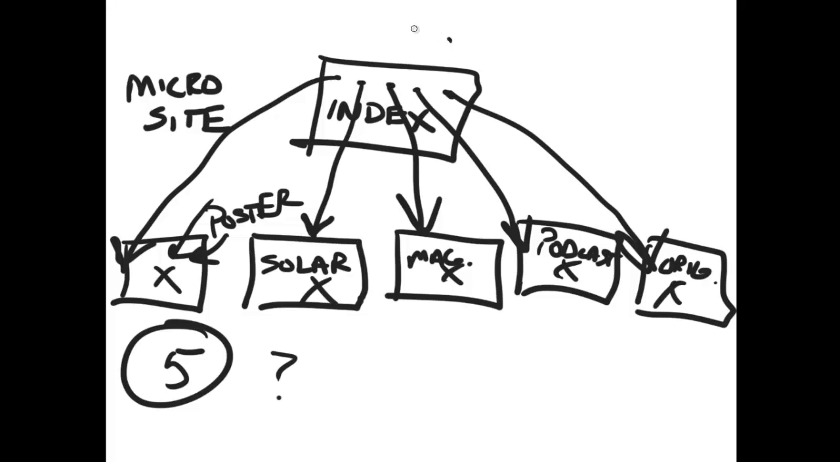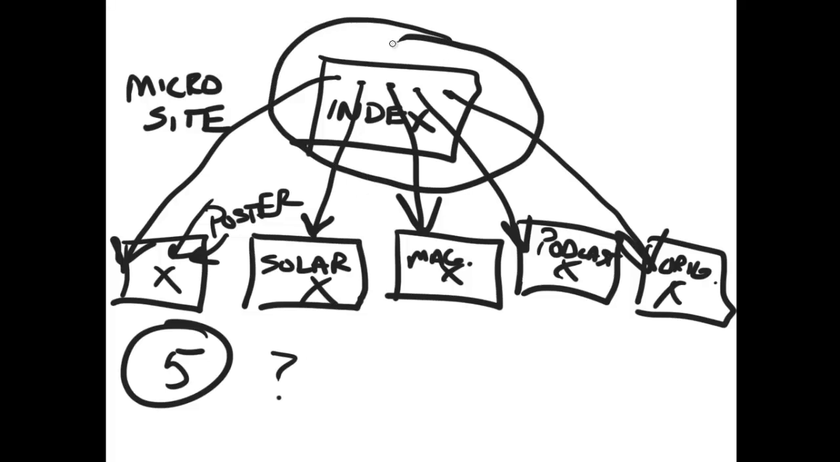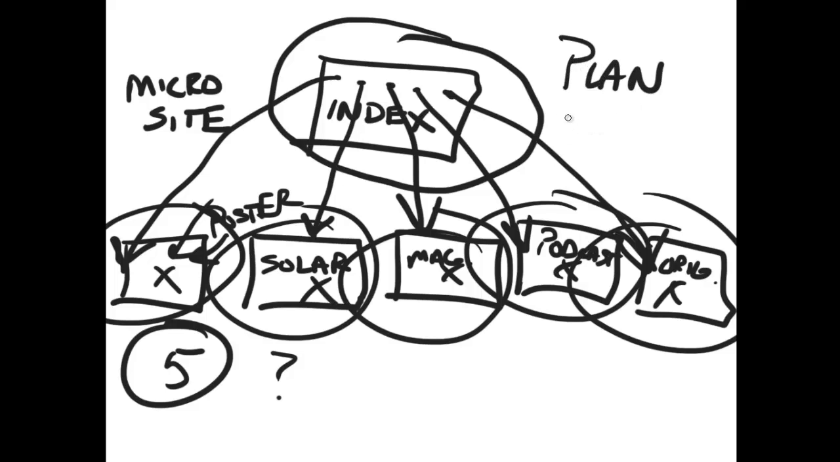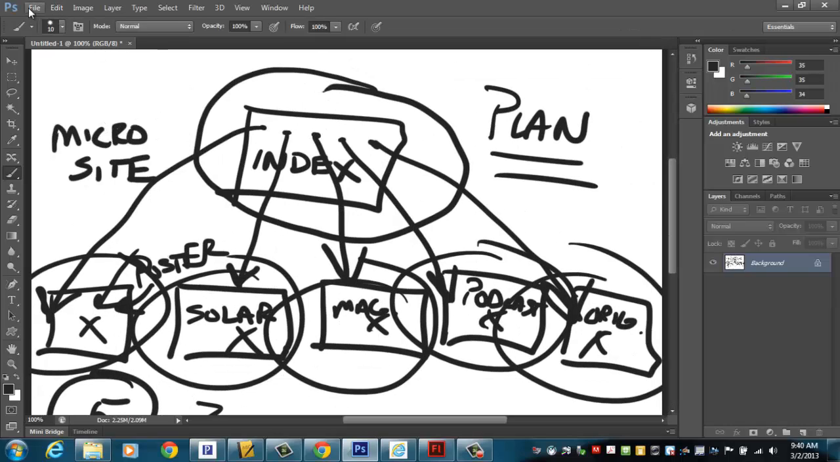So we're going to have to eventually create 6 pages. One is going to be the index page, a main page that has all the buttons on it. And then 1, 2, 3, 4, 5 more. So the first thing that you need to do is have a plan. And the plan's going to involve, what am I going to put on these pages? All right, well, I'm going to get out of Photoshop for a minute.